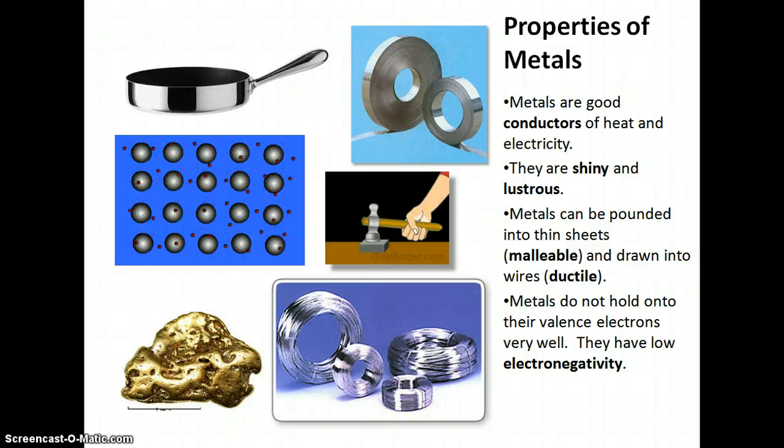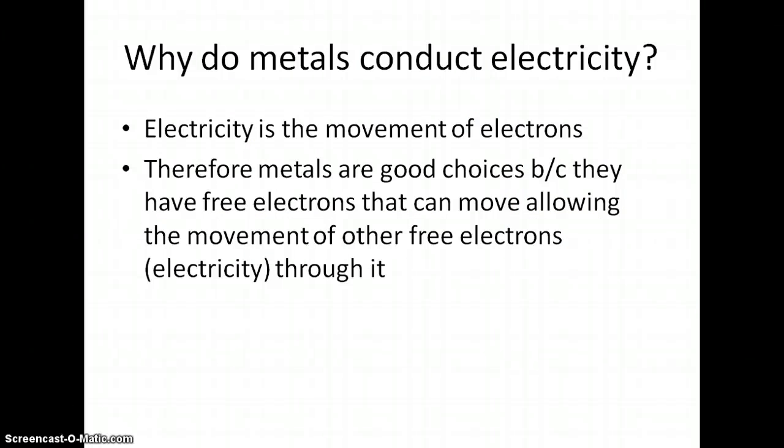There are several properties of metals that make them useful. They're good conductors of heat and electricity, so we can use them for cooking, electricity, things like that. They're shiny and lustrous, so we tend to like to use them in jewelry. They can be pounded into thin sheets, which is what we term malleable, or they can be drawn into wires, which is what we call ductile. Metals do not hold on to their valence electrons very well because they have a low electronegativity, which is going to give them all of these special properties we just discussed.